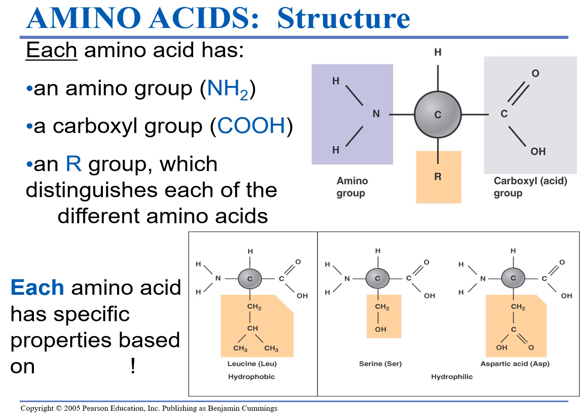So this may be a bit confusing, but the R group distinguishes each of the different amino acids, and there are 20 different amino acids. So each amino acid has specific properties based on the R group.